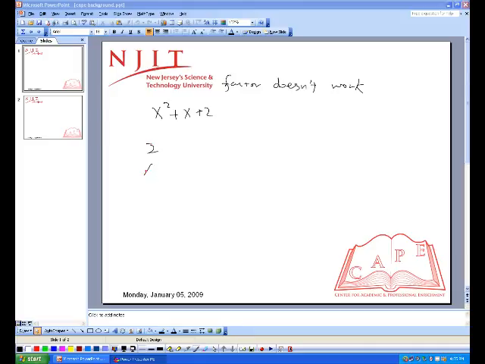How do you factor 2? There are really only 2 ways to factor it. 2 can be equal to 1 multiplied by 2, or negative 1 multiplied by negative 2. However, 1 plus 2 gives you 3, and negative 1 plus negative 2 gives you negative 3. Both 3 and negative 3 are not 1 here. It should be 1 in order for it to work. So none of the combinations of factors work. This means it cannot be factored, and we call this polynomial prime.